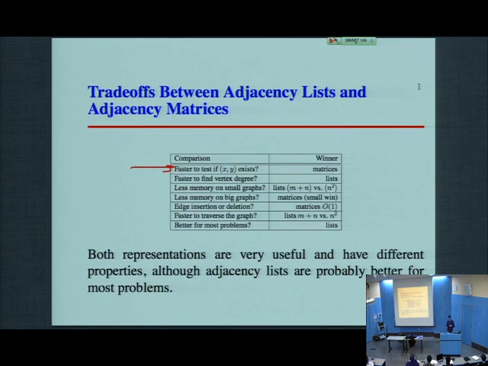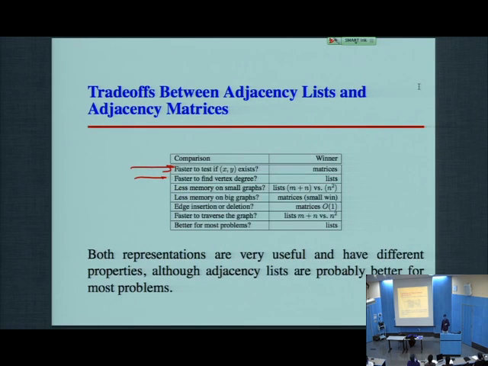O of 1. And how much would it be in an adjacency list? O of the number of friends that either Brad or Angelina have, right? The degree of those vertices. Which is faster to tell how many friends Brad has? How much time in an n by n graph in an adjacency matrix does it take to tell how many friends Brad has?